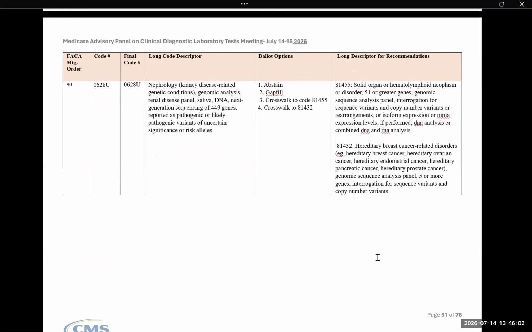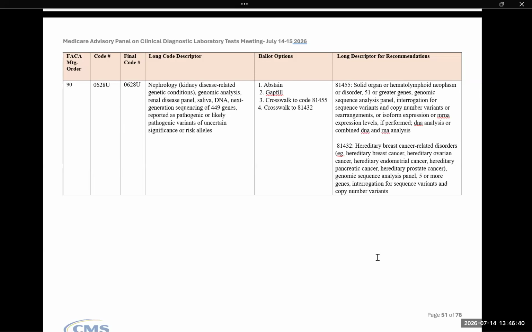0628U is a genomic analysis for a rare renal disease panel using saliva. It's a next generation sequencing assay of many genes with the report indicating pathogenic, likely pathogenic, or variants of uncertain significance. The sponsor recommended a crosswalk to 81455, which is actually a solid organ neoplasm test of 51 or greater genes.